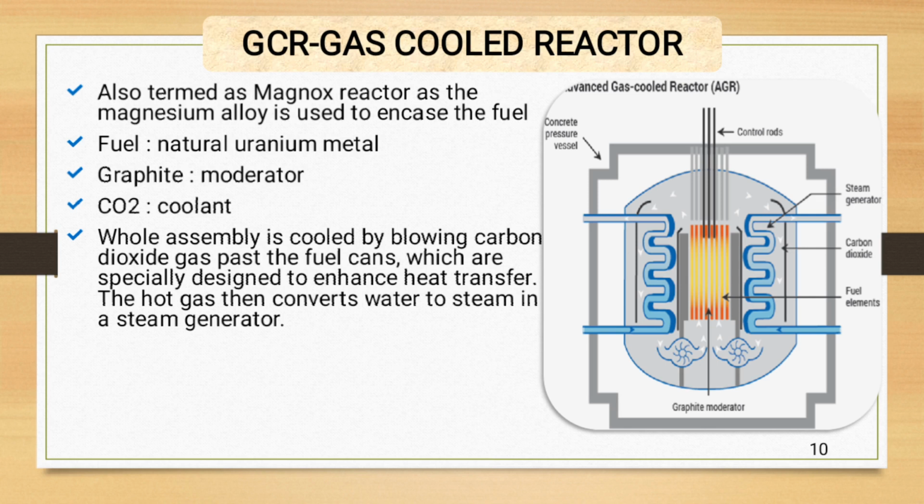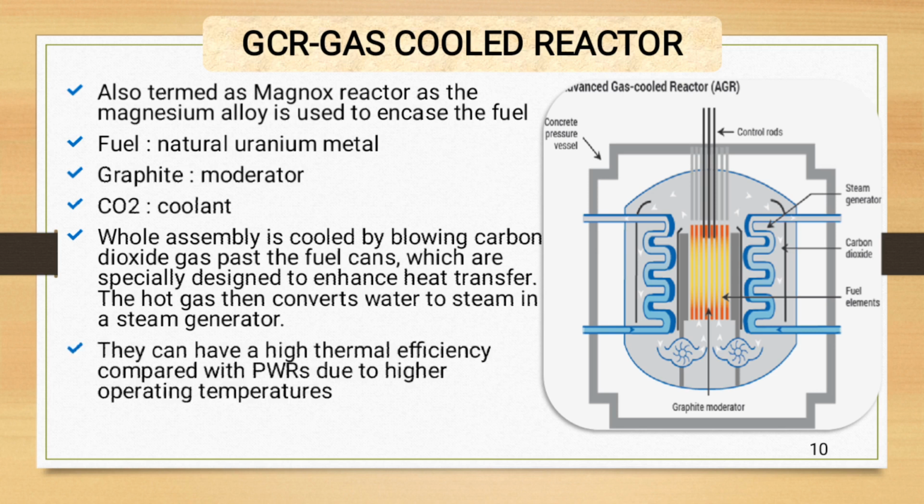Here in the diagram we can see that the steam is generated in these coils or rods, and the carbon dioxide is present as coolant in this environment, and fuel elements are present here with the control rods vertically placed among these fuel elements, and the concrete pressure vessel is all around, and these are graphite moderators to moderate or slow down the speed of neutrons. They can have a high thermal efficiency compared with the pressurized water reactors due to high operating temperatures.